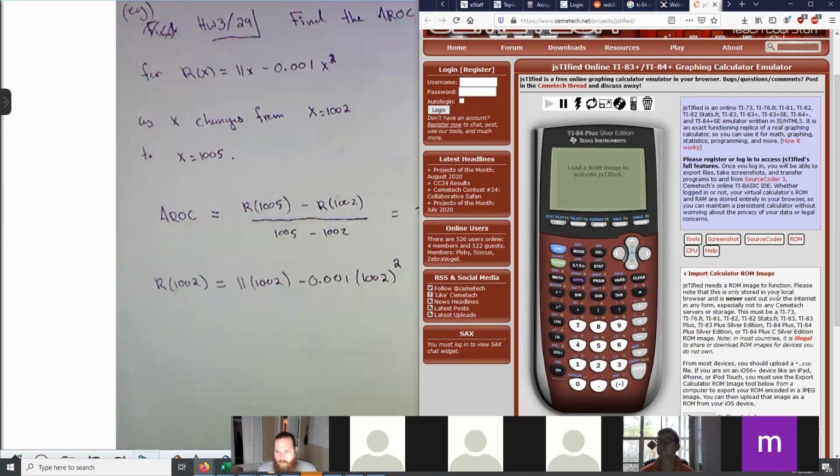Only store on your local browser. So what am I missing here? Please register the login and access the full features. What am I missing? God damn it. All right, I'm just going to grab my physical calculator. I'll hold it under the camera for you.